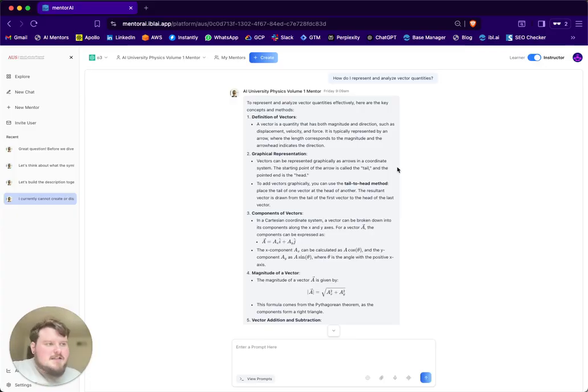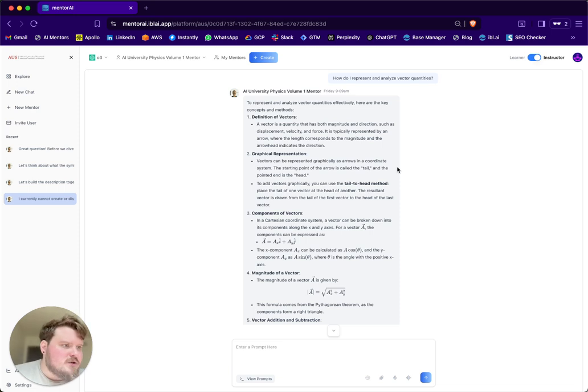So here's an example of the conversation. Basically, I'm asking the mentor questions about a number of the core topics that students in a Physics 101 course at a university level will be interacting with. So first question: how do I represent and analyze vector quantities?